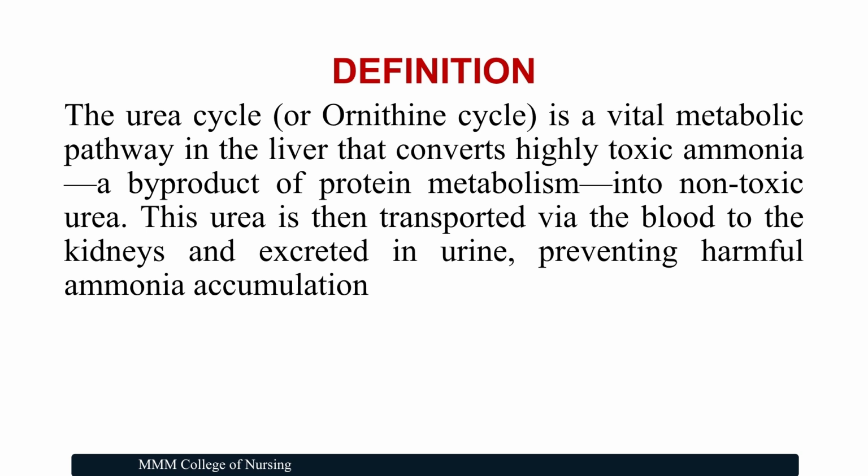So, definition. The urea cycle is a vital metabolic pathway in the liver that converts highly toxic ammonia, a byproduct of protein metabolism, into non-toxic urea. This urea is then transported via the bloodstream to the kidneys and excreted in urine, preventing harmful ammonia accumulation in the body.